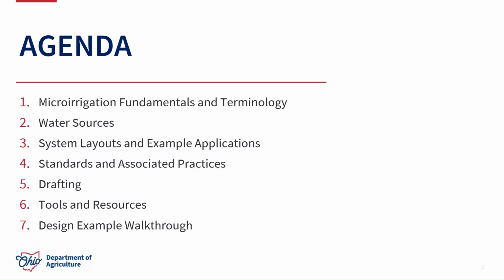Giving a quick look into what today is going to look like with the microirrigation TDP. First, we're going to start out talking about irrigation in general, a lot of microirrigation fundamentals and terminology. That'll transition into the water sources, and then some example system layouts and example applications of where micro may be used. Next, we'll get into a quick discussion on the standards and associated practices we're probably going to see in the field when we're designing a microirrigation system, and then some of the drafting tools or details available to present these in engineering drawings. And then lastly, we're going to go through the tools and resources available, and Alyssa will walk through a design example using the NRCS micro design tool.